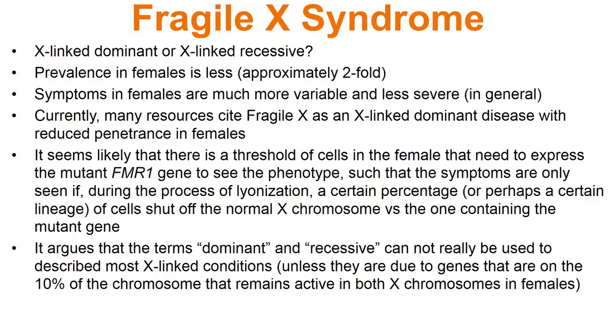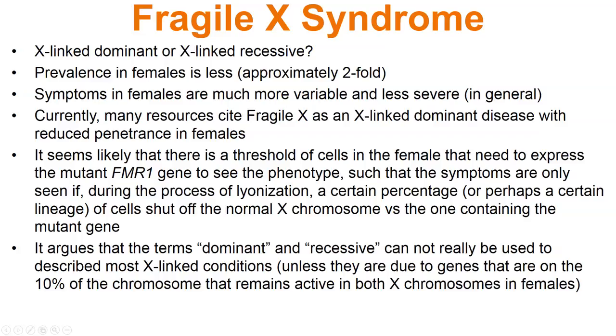Does that make sense to you guys? Do you understand what I'm saying there? Whether or not a female is going to show that depends on how much or what particular cell lineages got which X chromosome shut off. So if a certain percentage of cells or a certain lineage of cells have that mutant chromosome active, then they're going to show the symptoms. This FMR1 gene, by the way, is on the section of the chromosome where it's going to be shut off in one of the X chromosomes for the female.